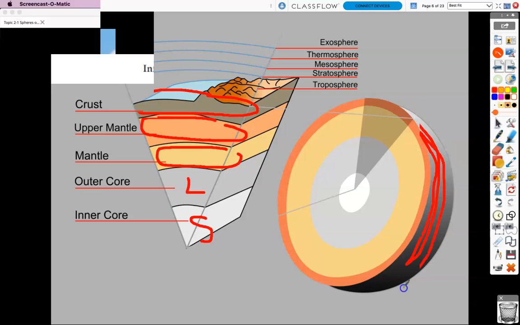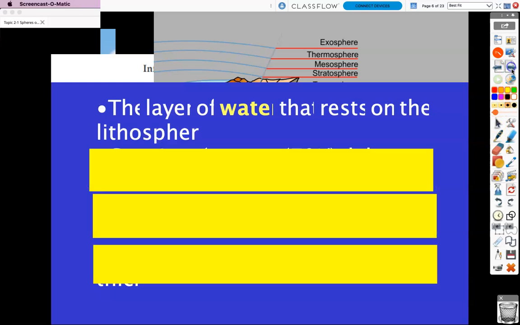So the crust is very, very thin compared to the rest of the Earth. Think of it like the shell. The egg white would be like the mantle. And then the yolk in the middle of the egg would be like the core.